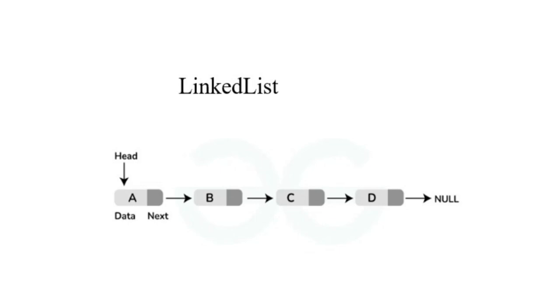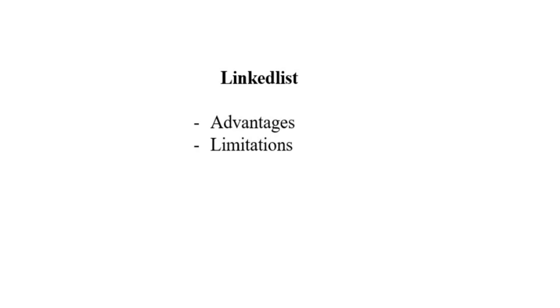To find an element, you start at the first node and then follow the pointers. So coming to the advantages, first one is dynamic size. You can easily add or remove nodes without resizing anything. The second advantage is efficient insertion and deletion. Adding or removing a node in the middle is fast. If you are already at the right spot, just update the pointers.